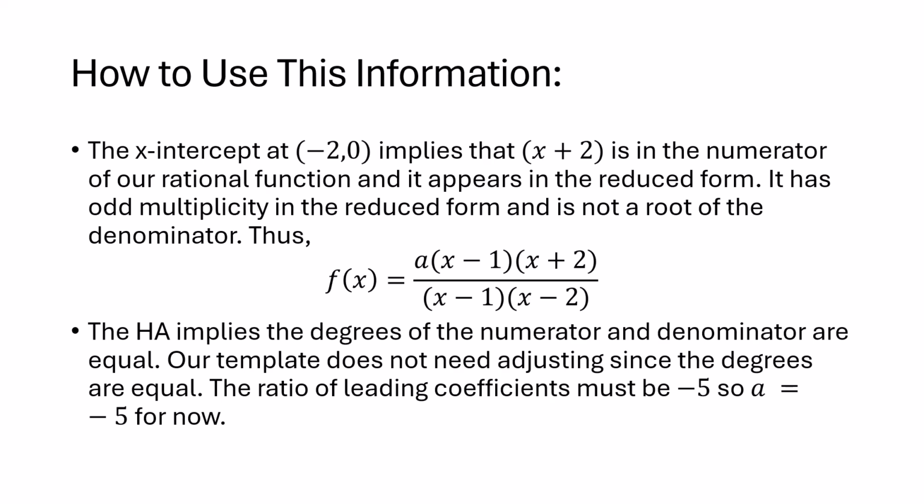Now, the horizontal asymptote occurring at y equal -5 implies the degrees of the numerator and the denominator are equal. So when we look at our degree in the numerator, we have a degree 2. When we look at our degree in the denominator, we also have a degree 2. Therefore, the degrees currently are equal, and the ratio of the leading coefficients must be -5. So right now, we're going to put in -5 for a as an initial guess, if you will.